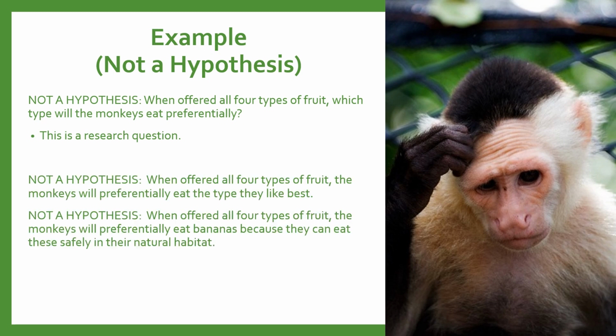Here are a couple more examples of non-hypotheses. When offered all 4 types of fruit, the monkeys will preferentially eat the type of fruit they like best. Think about the issues with that. Why is that not a hypothesis? Let's look at the other one. When offered all 4 types of fruit, the monkeys will preferentially eat bananas because they can eat these safely in their natural habitat. So think about why that is also not a hypothesis for this study.